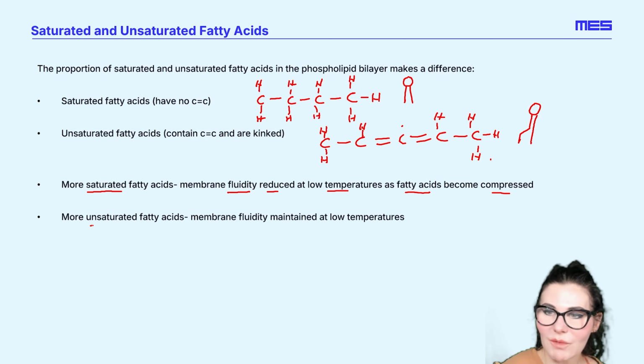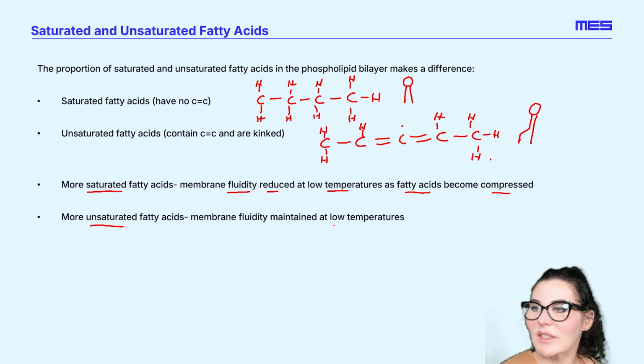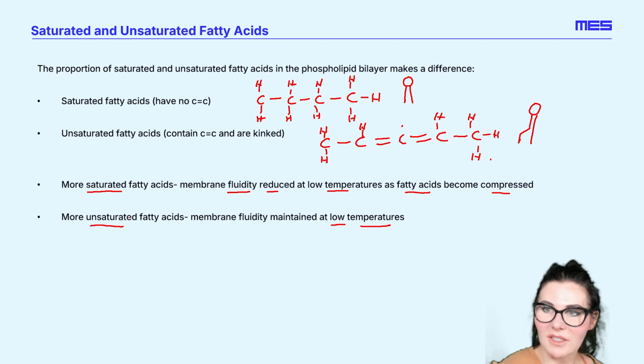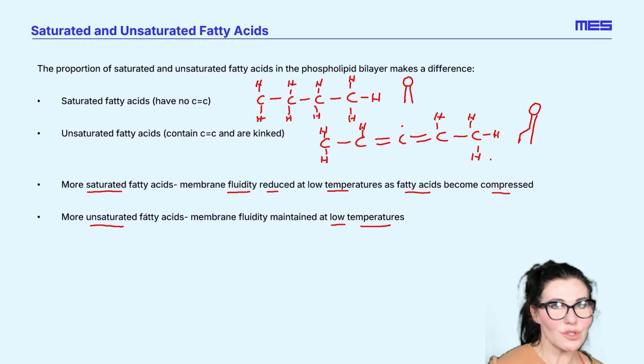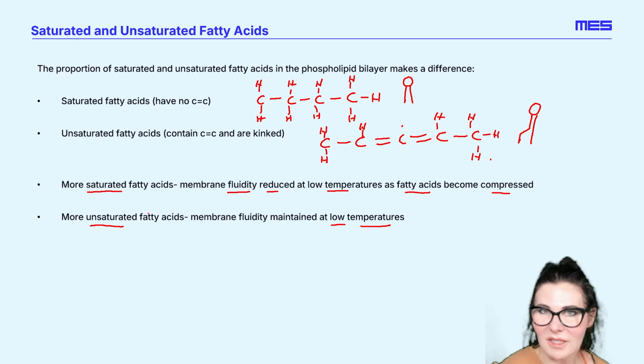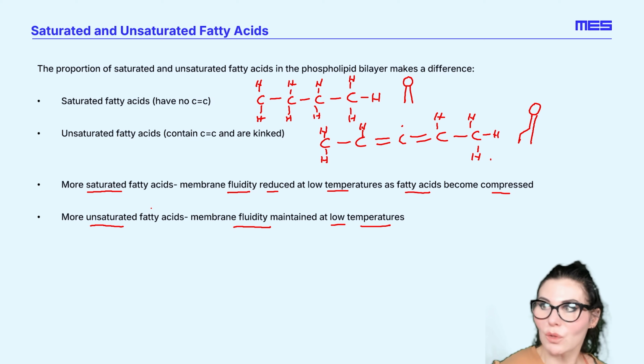Now, unsaturated fatty acids also enable a degree of control over fluidity. At low temperatures, the unsaturated fatty acids are there to ensure the membrane doesn't become too solidified. You don't want it to lose its flexibility completely. So what the unsaturated fatty acids do is they help to maintain the fluidity. Membranes will have a combination of both types of fatty acid and they both do their job.